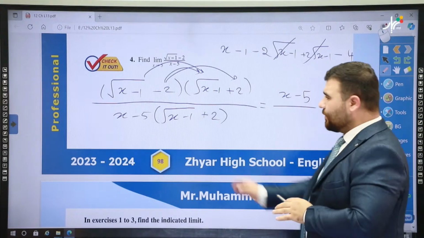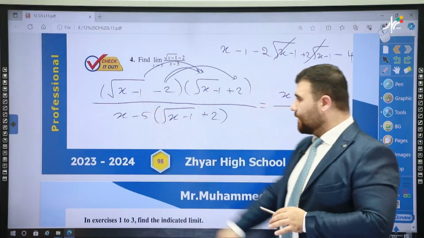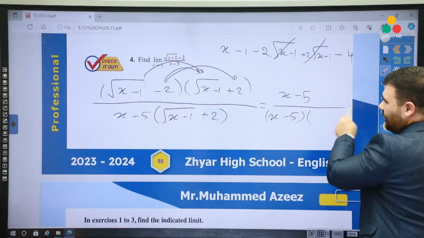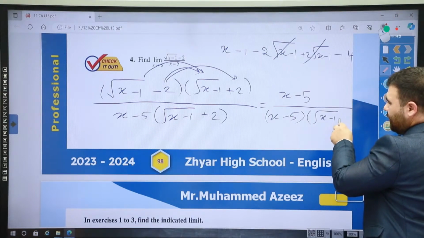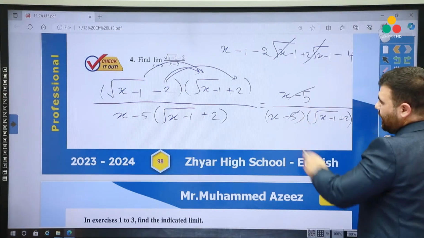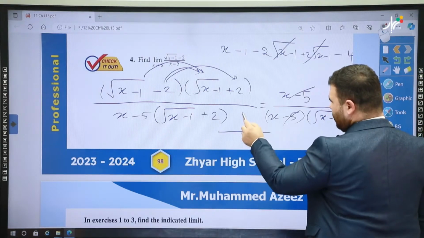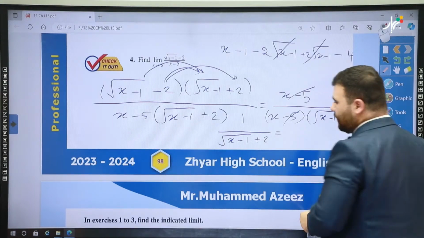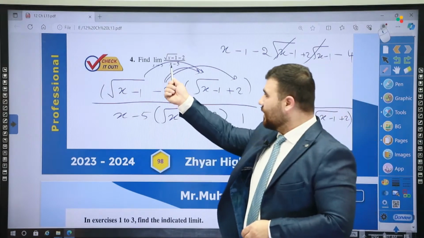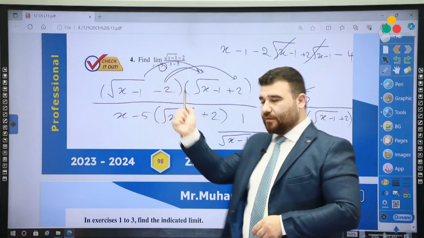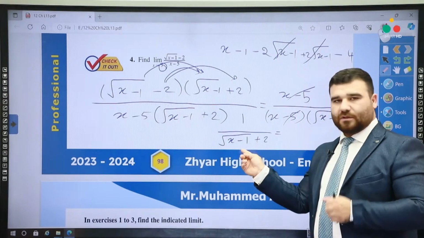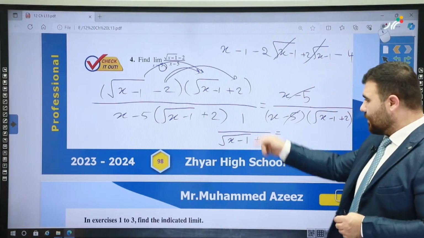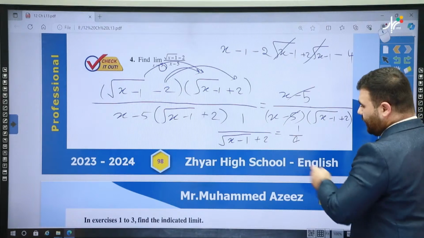Down, as we said, we don't multiply these out by each other. We keep it as it is. Eventually we have an x minus 5 down with square root of x minus 1 plus 2. These two cancel out. The result will be 1 over square root of x minus 1 plus 2. Now, if we put 5 in place of x, the limit tends to 5. 5 minus 1 is 4. Square root of 4 is 2. 2 plus 2 is 4. Then the final answer is 1 over 4.